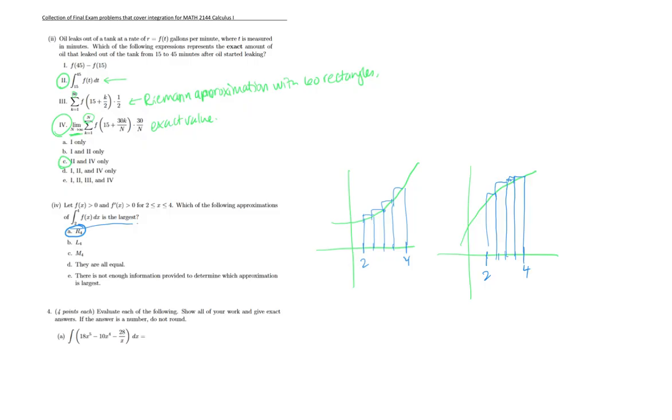The left-hand Riemann sum I could see would end up being below, right? So it's going to be smaller. So that will be the smallest. But the largest will be the right-hand Riemann sum.